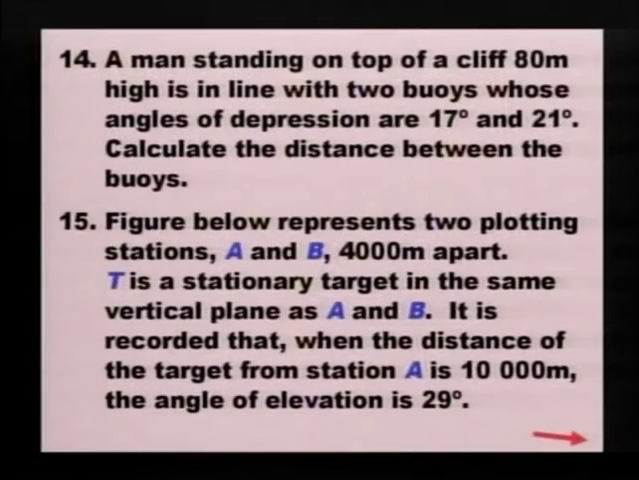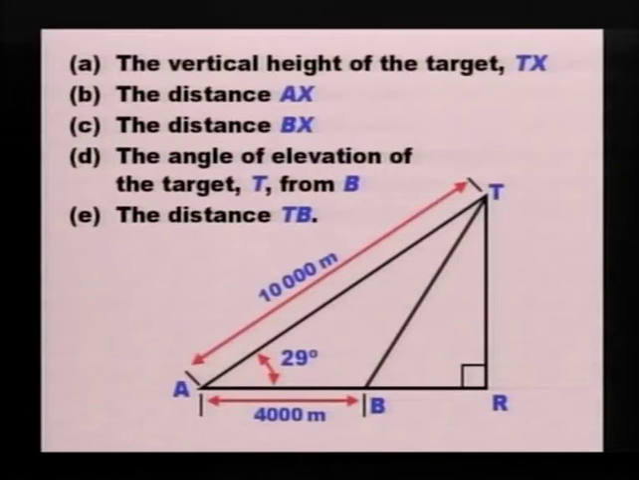Okay, next question. You are given a figure. It represents two plotting stations A and B, 4,000 meters apart. T is a stationary target in the same vertical plane as A and B. It is recorded that when the distance of the target from station A is 10,000 meters, the angle of elevation is 29 degrees, and the figure is shown. First, you have to find the vertical height of target TX. Any answers for that?